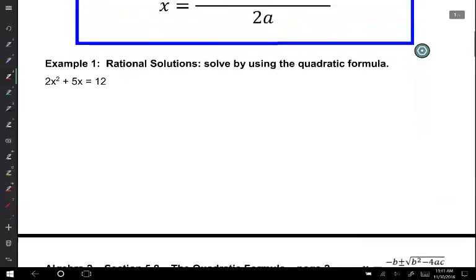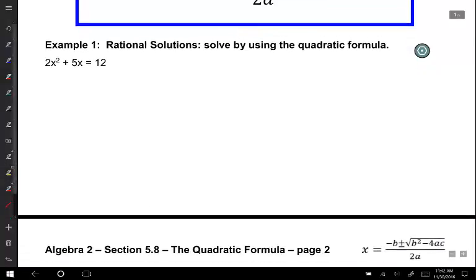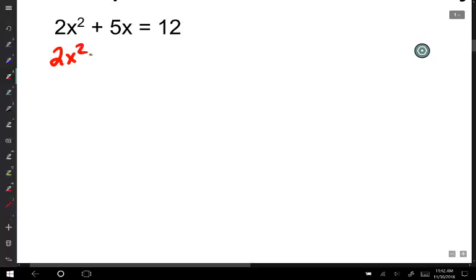First one. You'll notice that all of our formulas, I've written our general form of the quadratic formula right there. It has to be equal to 0 in order to find the A value, the B value, and the C value. So let's take our first equation, and I'm going to change this equation and make it equal to 0. So there we go. We brought the 12 over, and it's equal to 0.